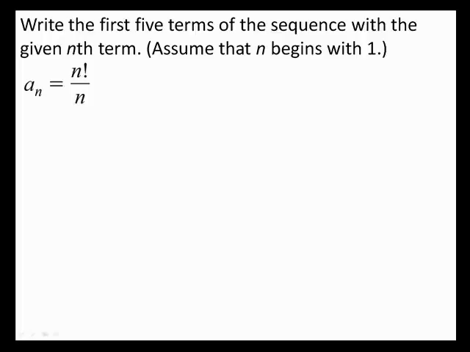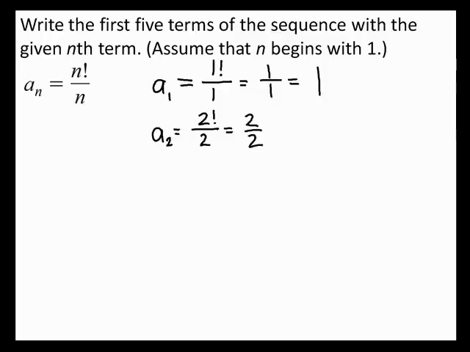Write the first 5 terms of the sequence with the given nth term. Assume that n begins with 1. a sub n is equal to n factorial divided by n. Substitute 1 in for n. Simplify 1 factorial. Simplify 1 divided by 1. You find that a sub 1 is equal to 1. Substitute 2 in for n. Simplify 2 factorial. Simplify 2 divided by 2. You find that a sub 2 is equal to 1.